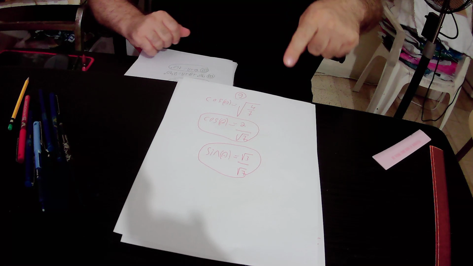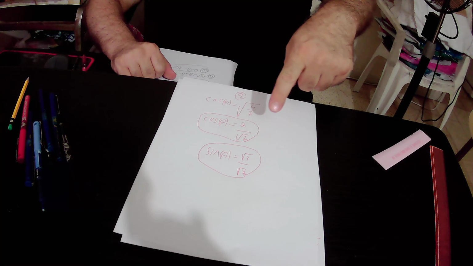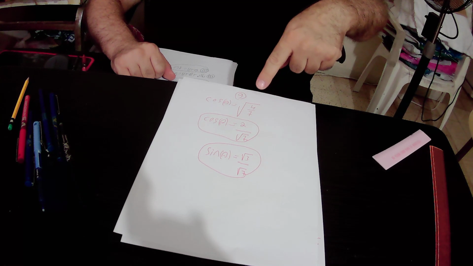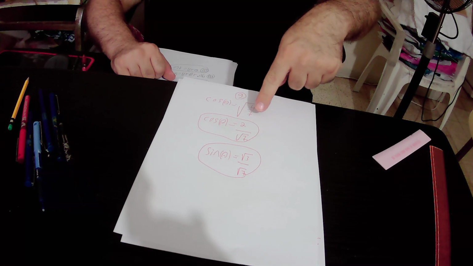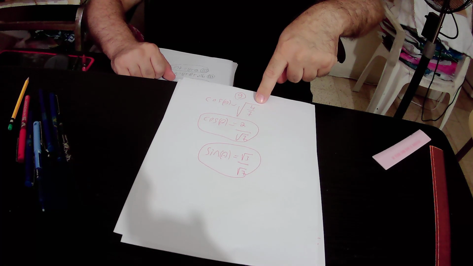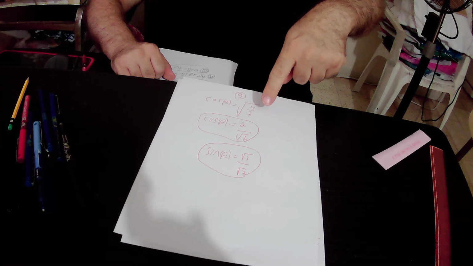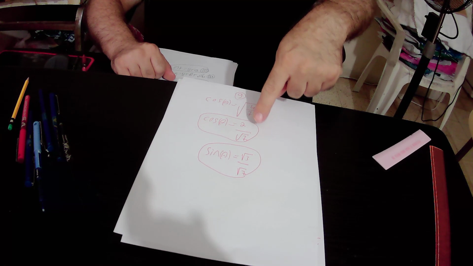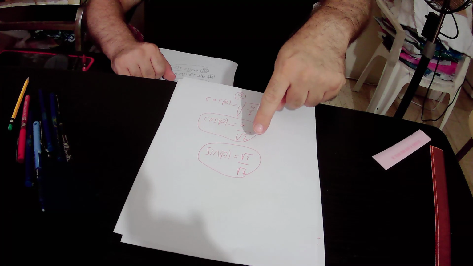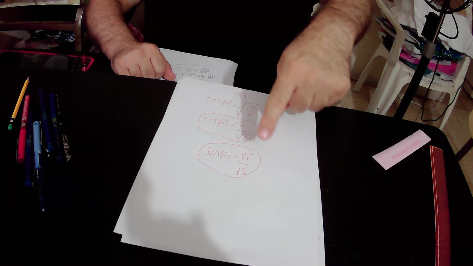And we found that the value of cosine theta equals 2 over root 7, because the root of 4 is 2. So cosine theta equals 2 over root 7, and we have already found that the value of sine theta is root 3 over root 7.